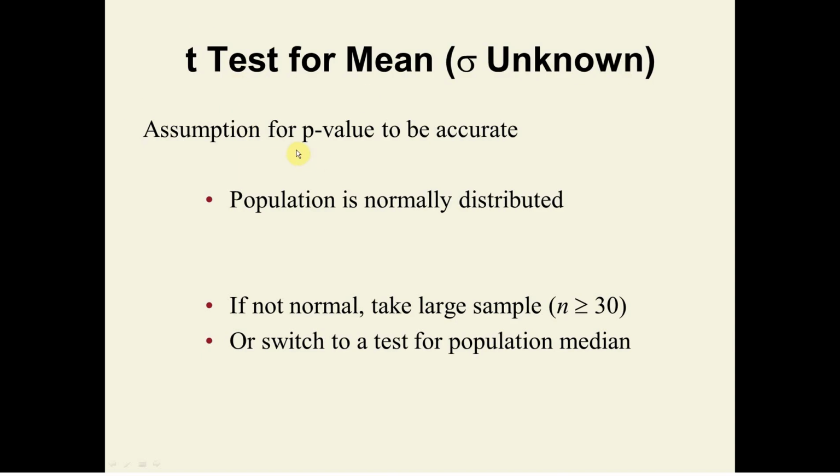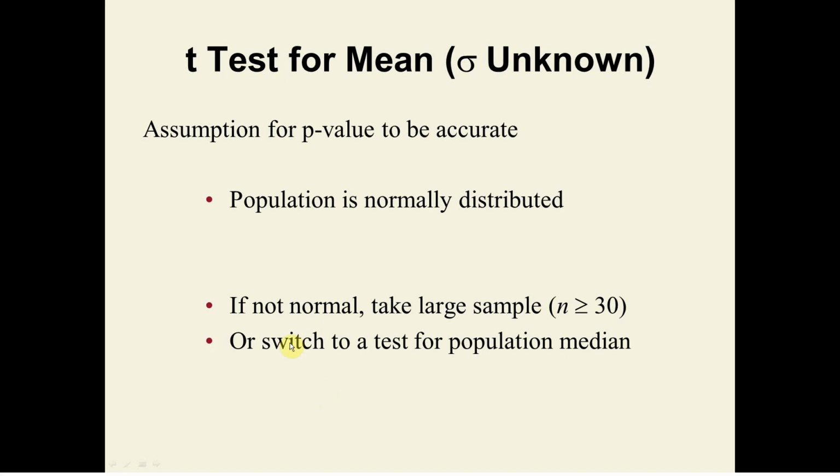Now the t-test has an assumption associated with it. Just like with the confidence interval estimate, we assume that the population is normally distributed. The reason we have to assume the population is normally distributed is that for the p-value to be accurate, we have to know how to calculate the probability that I'm in or not in that confidence interval. So to calculate that confidence interval accurately, I have to know that the population is normally distributed, and then I can calculate the probability that I'm not in it or in it. Okay.